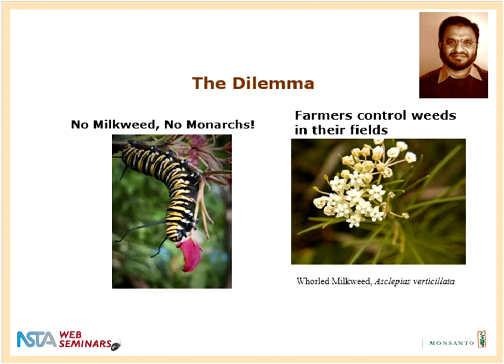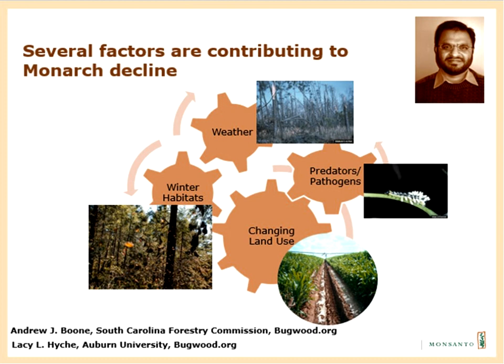There is a concern about declining monarch populations, and as I mentioned in the case of honeybees, there are several factors contributing to this decline in monarch populations. Pine trees in Mexico are being cut illegally in large numbers, depriving monarchs of their winter habitat. Inclement weather events such as hurricanes also affect monarch habitats. Pathogens and predators also keep a check on their population. And changes in land use and practices in the migration path of monarchs are all contributing to this issue.